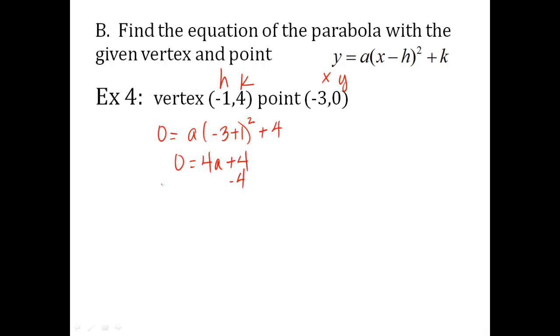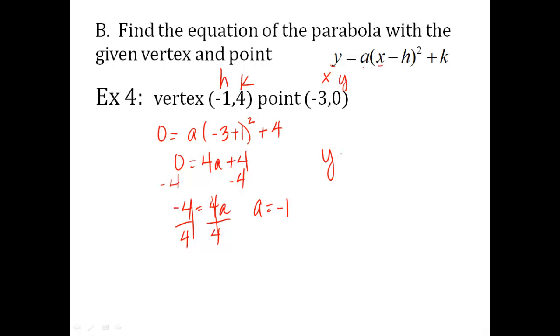Solve it for a. So negative 4 equals 4a. Divide by 4. So a is negative 1. Now I put it into standard form. Standard form has the x, the y, the x in it. You place in numbers for a, h, and k.